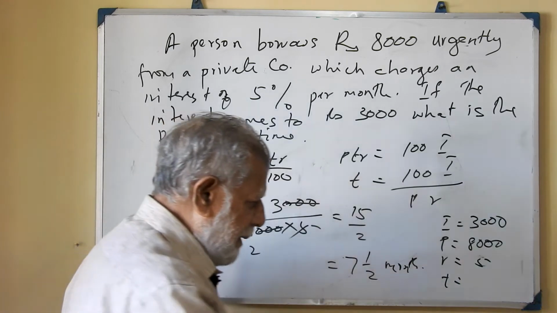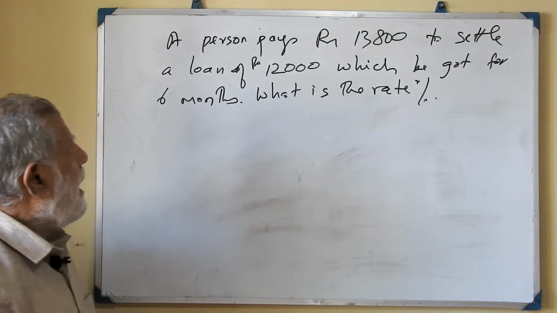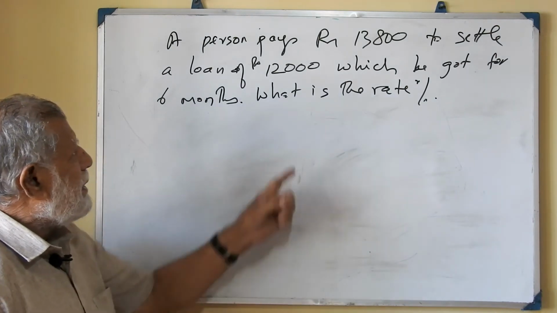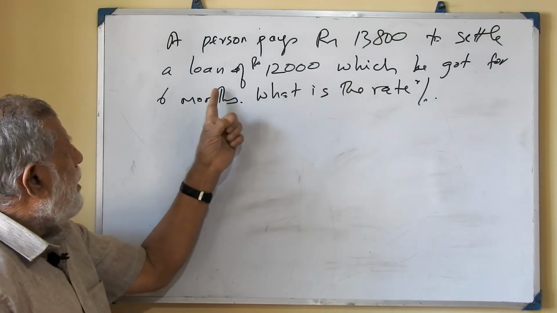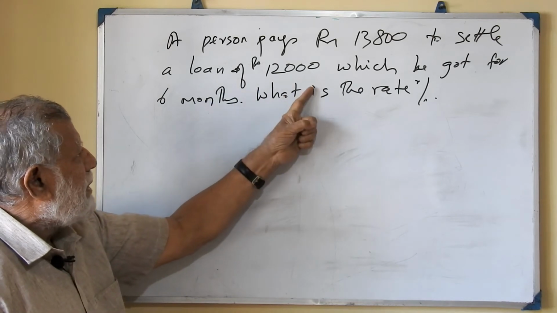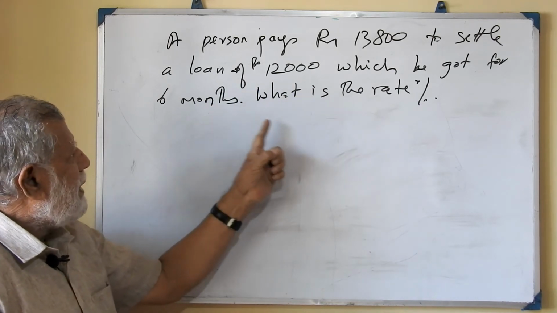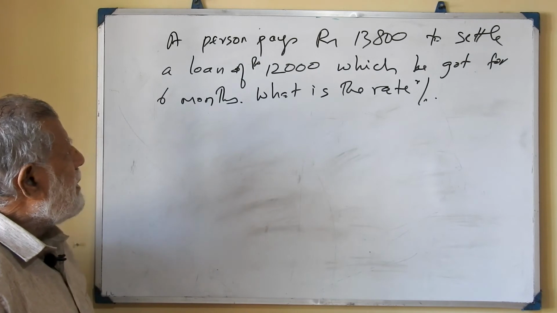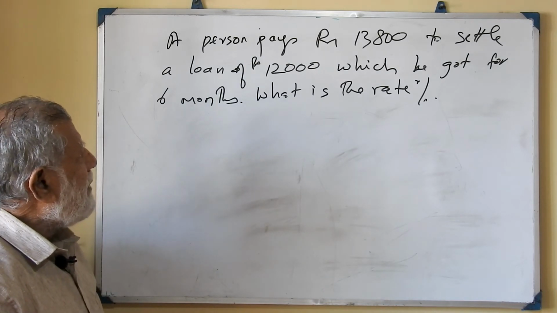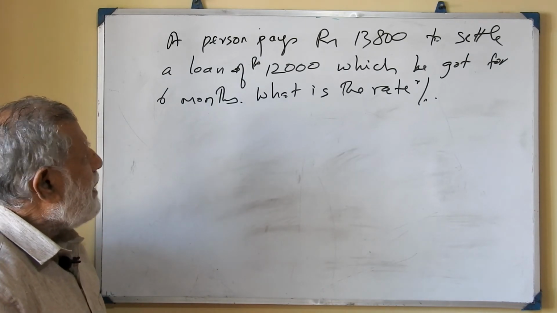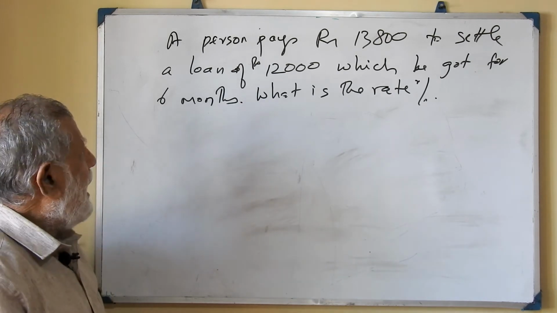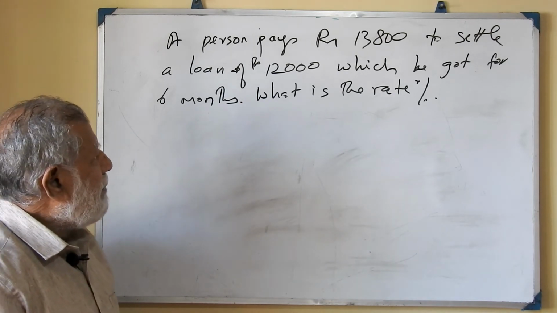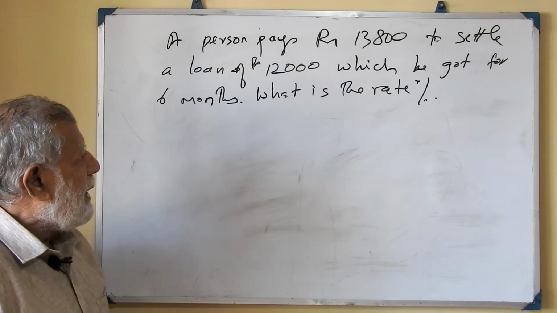We will take another example. Look at this sum. A person pays rupees 13,800 to settle a loan of 12,000 rupees, which he got for 6 months. What is the rate percent? Now he is paying after 6 months 13,800 rupees, and he has borrowed 12,000 rupees. We have to find the rate.